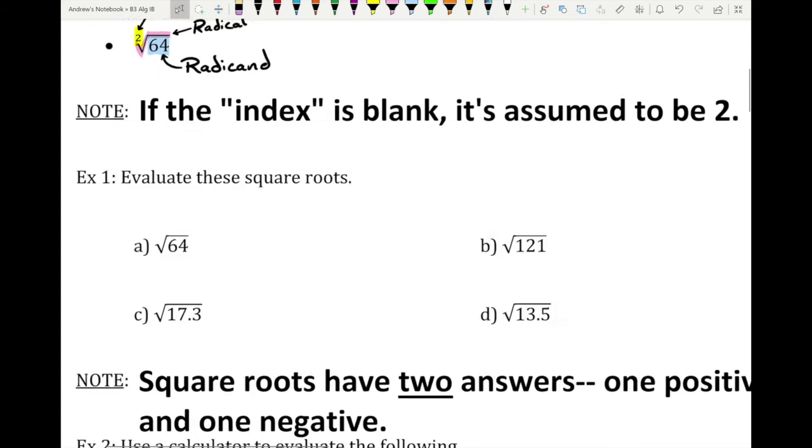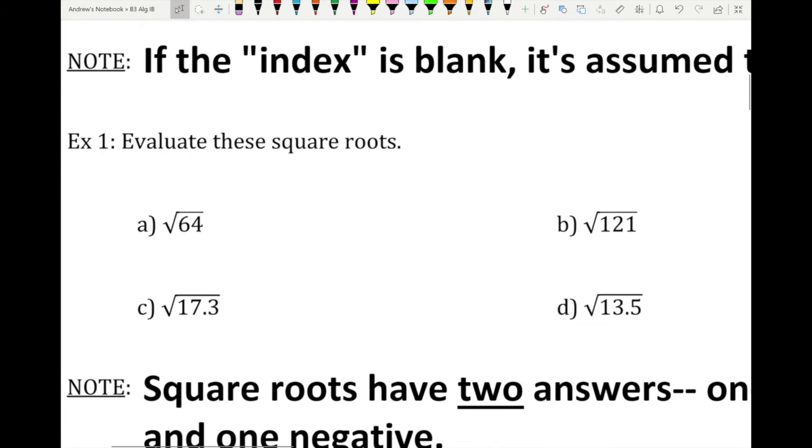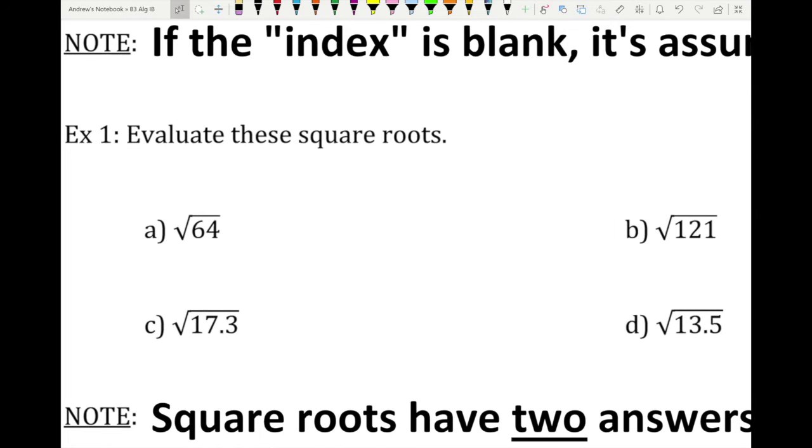So when we're evaluating square roots, some of them aren't too bad. So for example, the square root of 64. This might be one that you've run into in the past. Again, what we're trying to do is unsquare, basically. So what we're trying to think of is what number times itself gives us 64. 8 times 8 gives us 64. So 8 is the square root of 64.